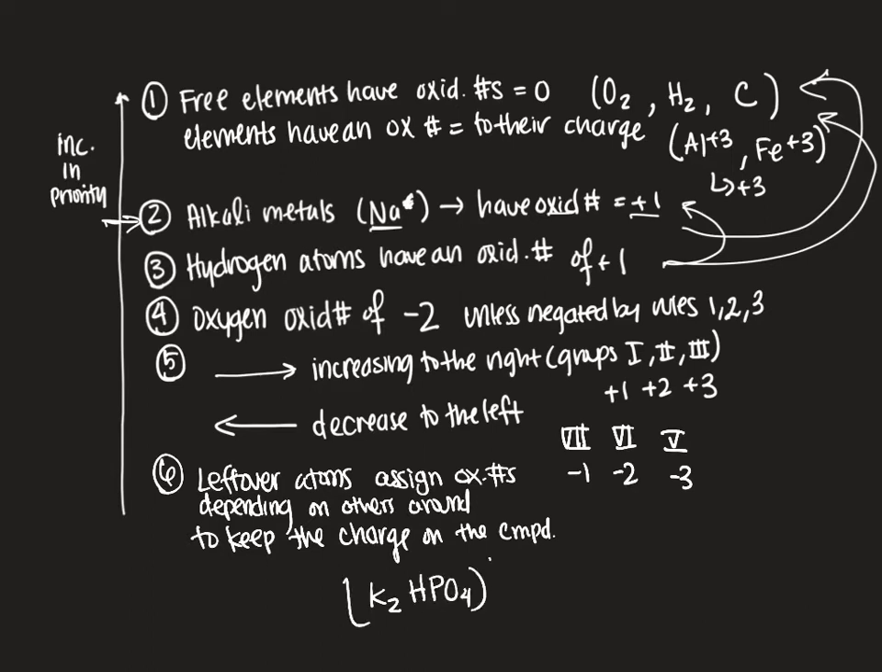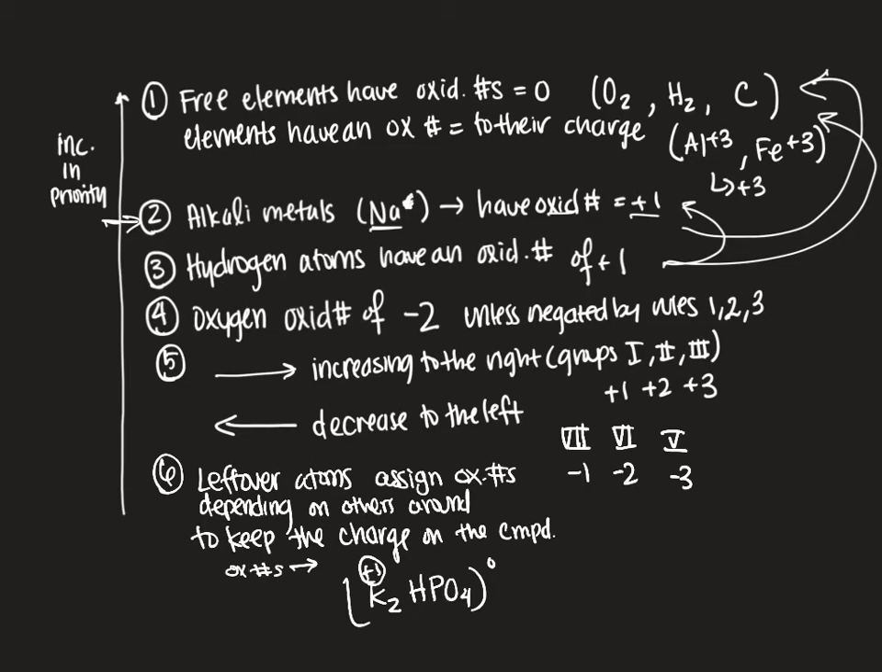Let's say you have something like K2HPO4. This overall has a 0 charge, which means it's neutral. So we can look at these rules and ask how we're going to assign these oxidation numbers. First, I can look at my alkali metals. Potassium is an alkali metal, so it has a +1 oxidation number. Notice there are 2 potassiums, but oxidation numbers are dependent on just one atom. So one atom of potassium still has a +1 charge.